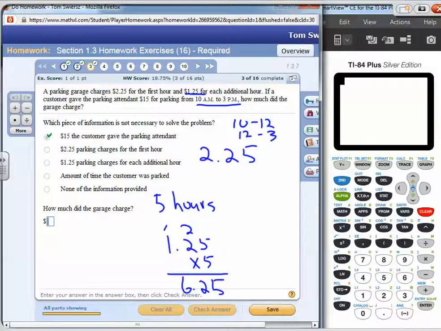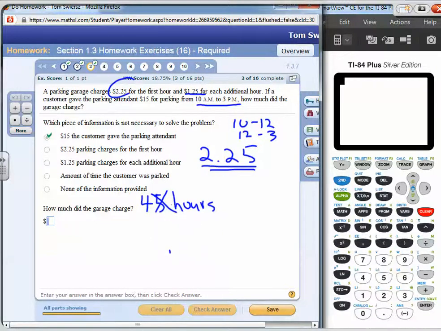Oh, I'm sorry. Be careful. That's 5 hours altogether, but we already paid $2.25 for the first hour, right? So if there are 5 hours altogether, there are only 4 hours left. Be careful. Don't make the same mistake I made. So 4 times 1.25 is exactly $5. So we get another $5 for the next 4 hours, right?